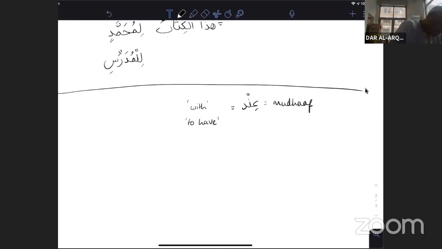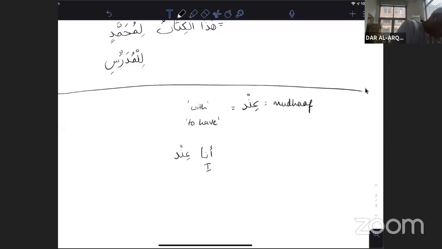So if I say ana, which means I, عند المدير. أنا عند المدير. I am with the mudir. Now, عند has a connotation behind it of temporalness or temporality. As in, if I'm saying أنا عند المدير, that means I'm temporarily with the head teacher. It doesn't mean I'm going to permanently be with him.